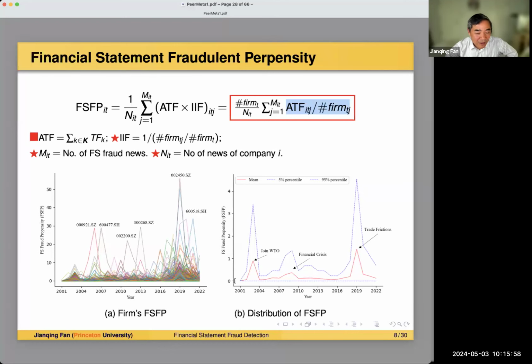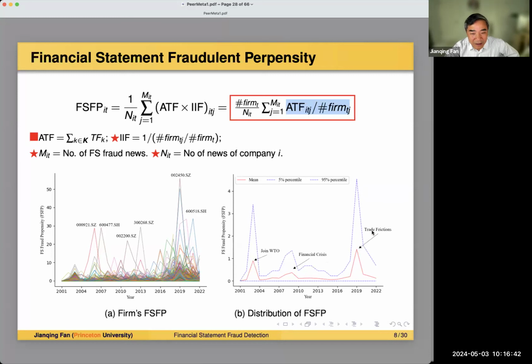In terms of distribution of this, I summarize over the time. Of course, as you would expect, the 5th percentile will be zero. Indeed, the median financial statement fraud will be zero, and then this is the mean, and this is the 95th percentile. As you can see, the peak is always at the time when there are some events, right? So this is the time China joined the WTO. Firms maybe feel more competition, business doesn't do as well, so there's more propensity score here of financial statement fraud.